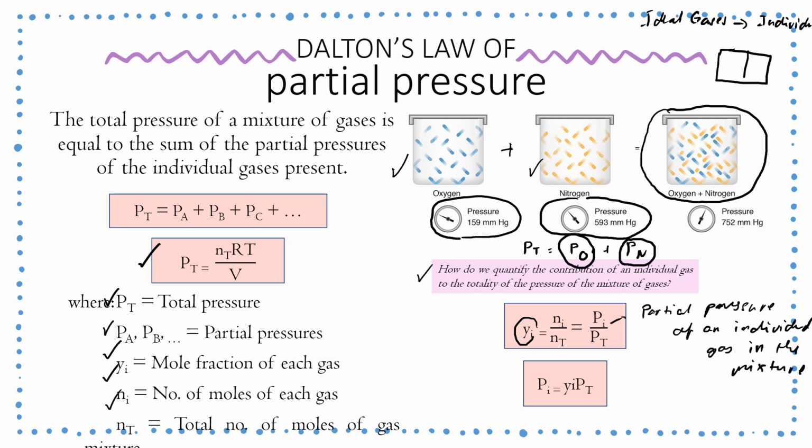So Pi is equal to Yi times PT. It is like a percentage. For example, this is 0.4 of the total pressure. That is the pressure of the individual gas in the mixture.